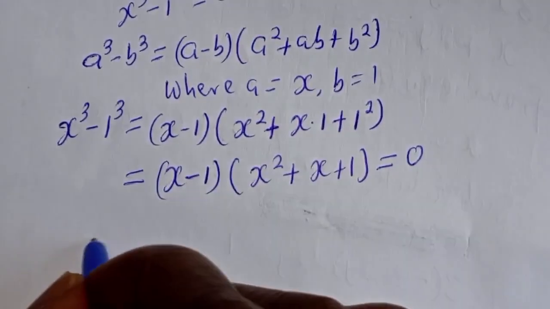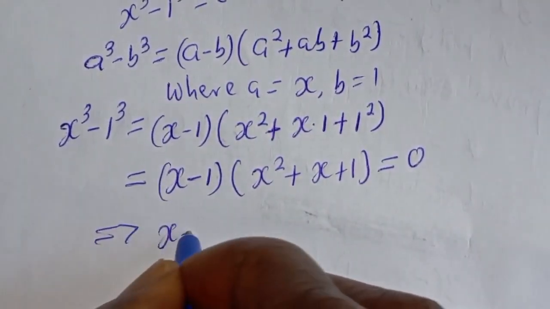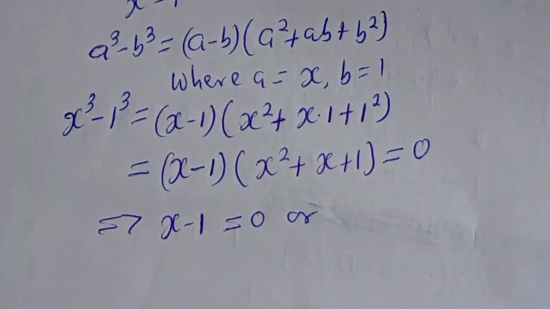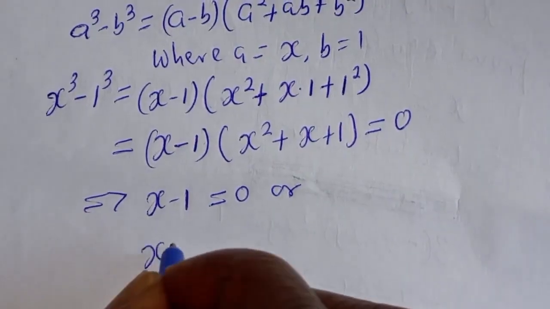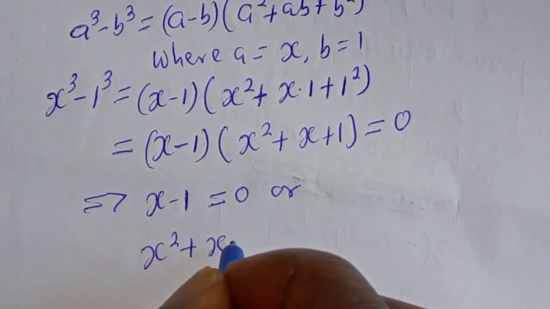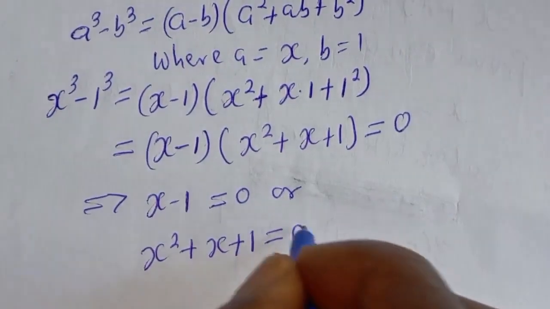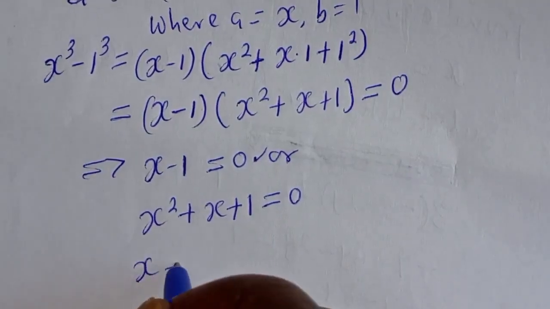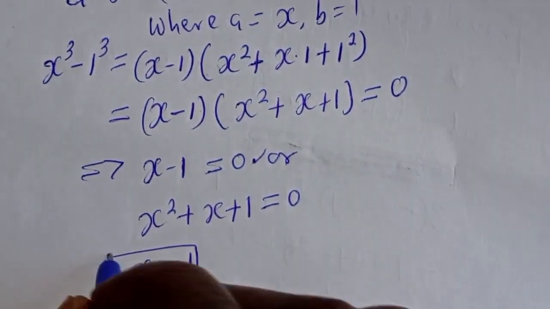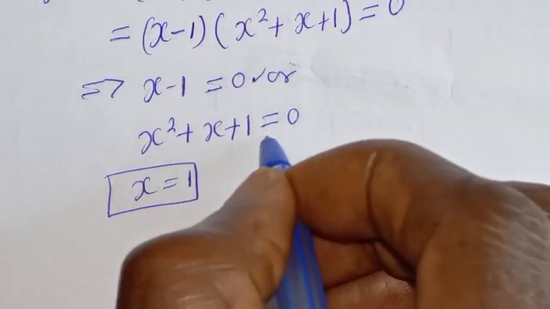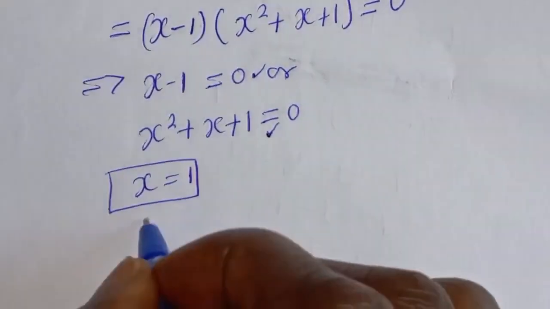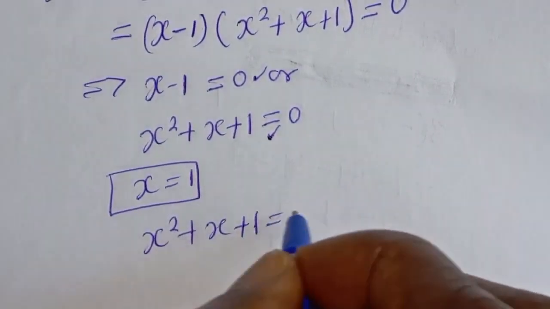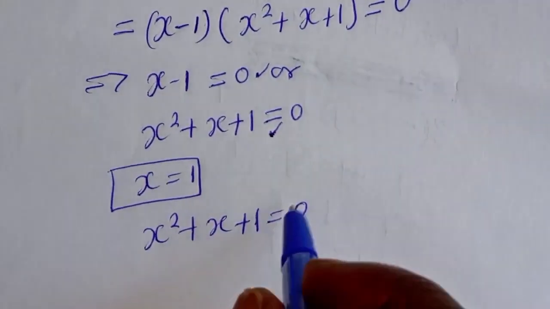Then S minus 1 is equal to 0, or S square plus S plus 1 is equal to 0. From the first case here, S is equal to 1. This is the first value of S. And from the second case, this is a quadratic equation. S square plus S plus 1 is equal to 0. Let's solve this using the quadratic general formula.